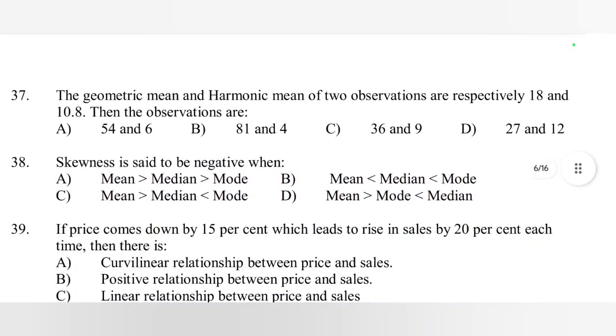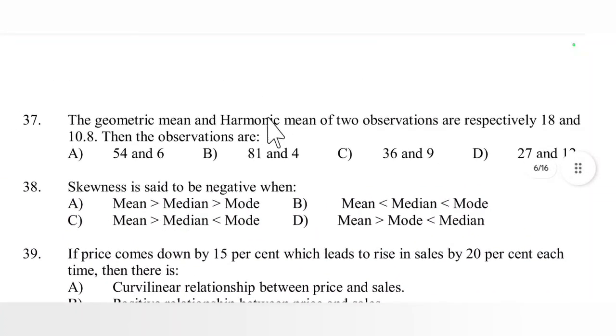And then question number 37. This is also a statistics question. The geometric mean and harmonic mean of two observations are respectively 18 and 10.8. Then what are the observations? We are given the geometric mean and harmonic mean.